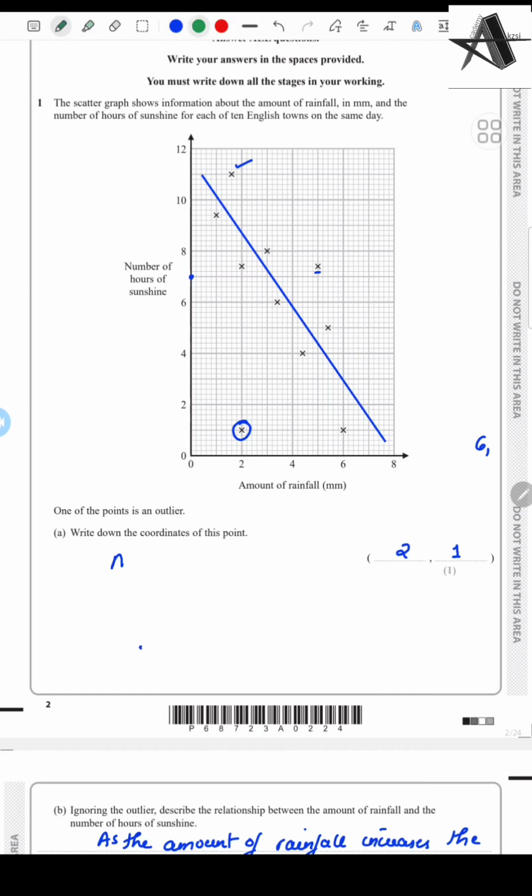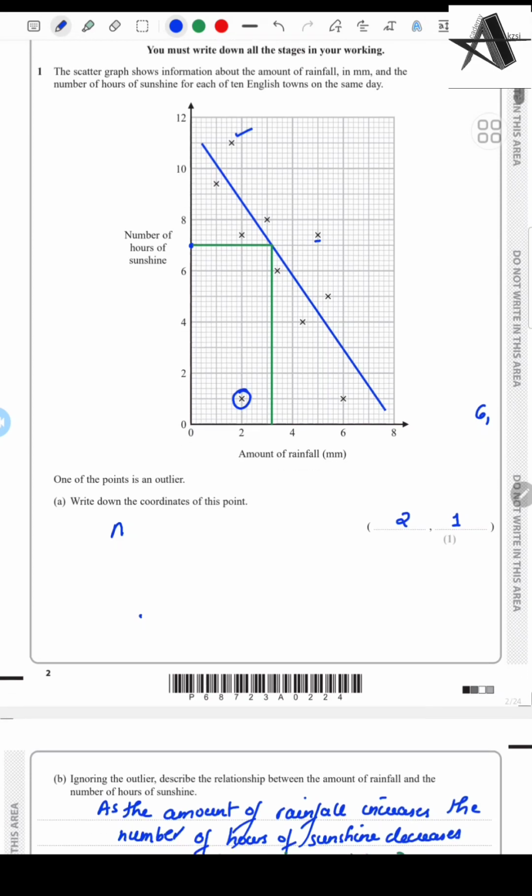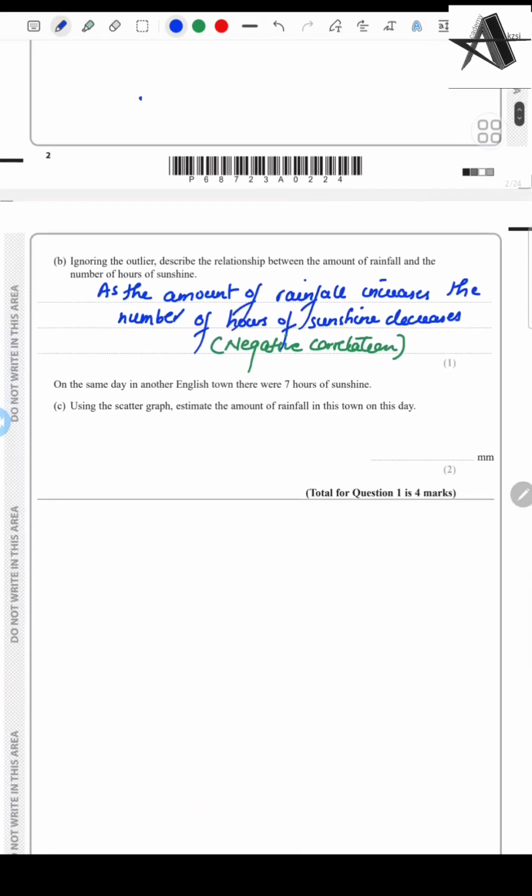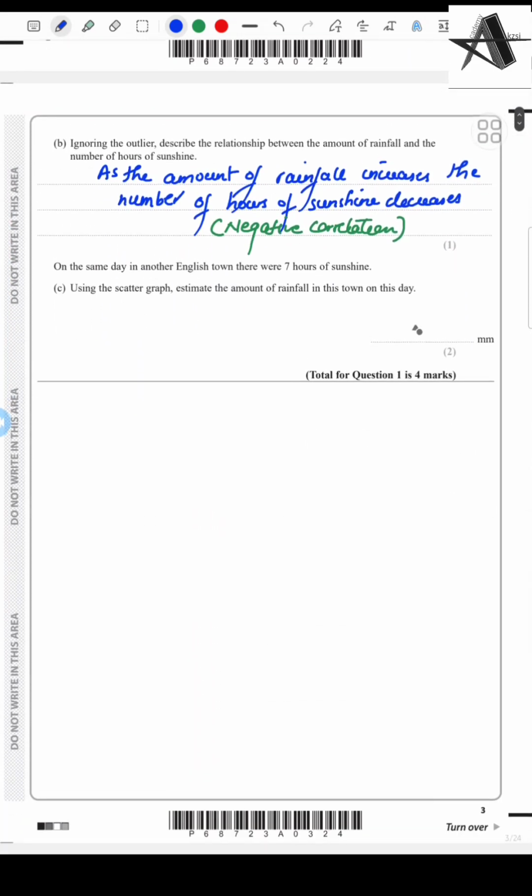I need to draw a straight line till it touches the line of best fit, and then draw a line just here. If you read it, this is 3.2. So what is the answer? The answer is 3.2 millimeters of rainfall. This is how you calculate it.